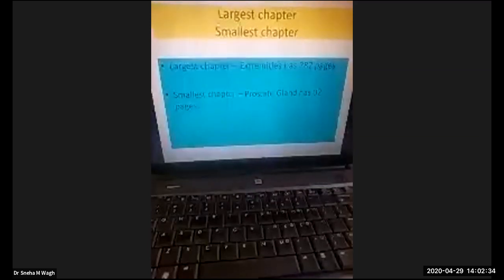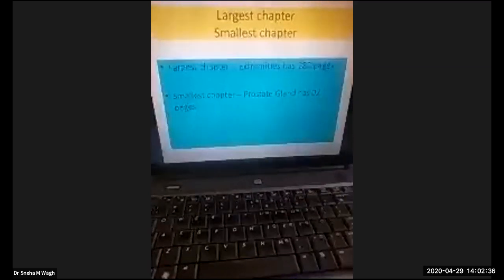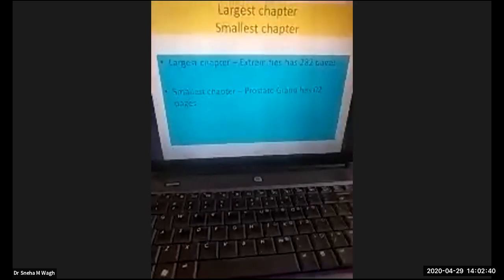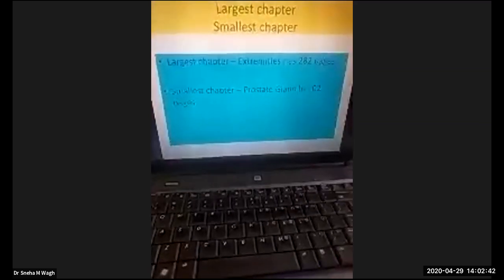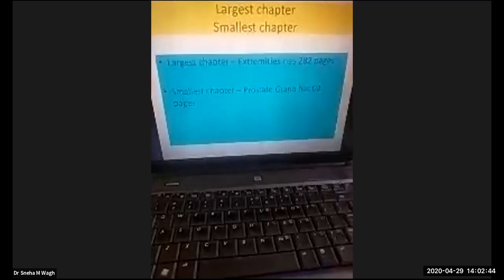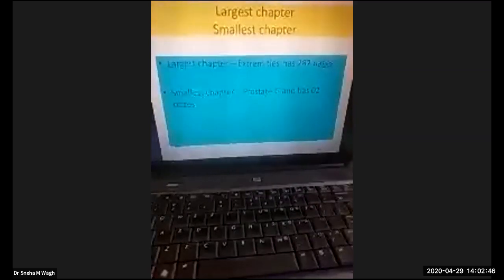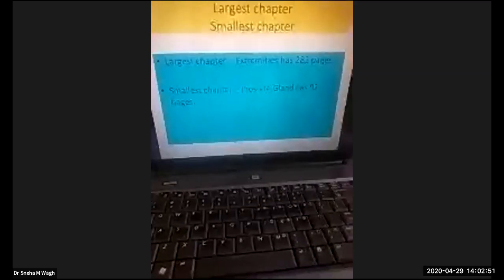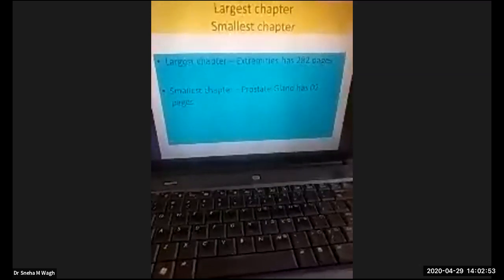The largest chapter is the extremities, which has covered 282 pages, and the smallest chapter, prostate gland, which has 2 pages. We get 2-mark questions for these chapters also. So for 2 marks, such questions are asked: what is the largest chapter, which is the smallest chapter of Kent repertory? For this, you have to write these answers.